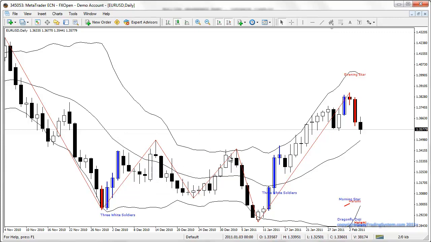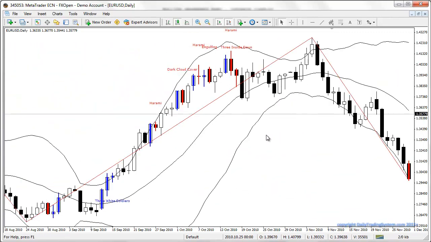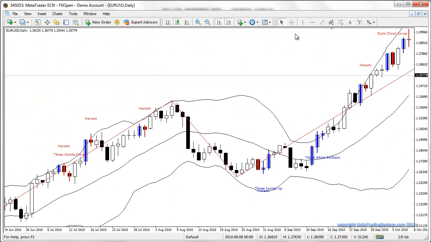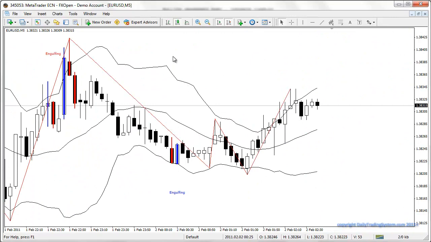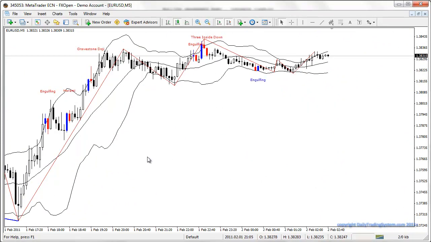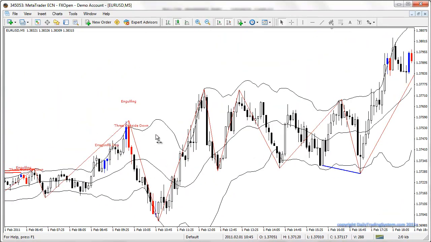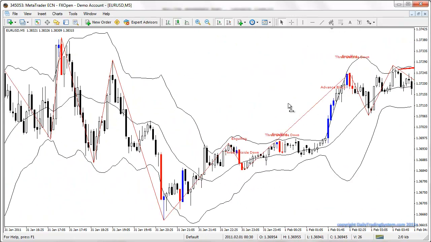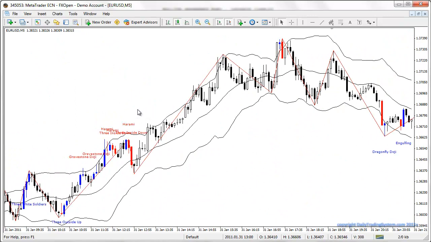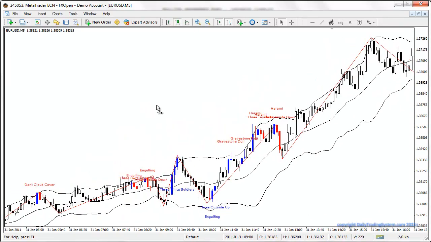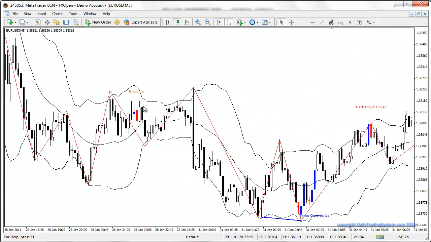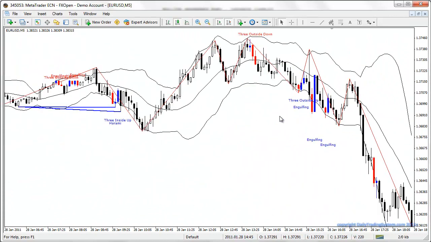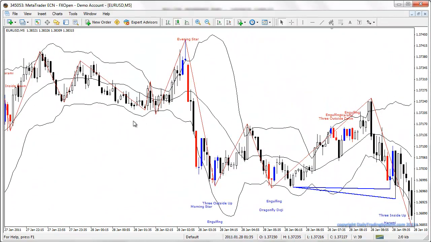Alright, so here's another one there, but what we should really be looking for, let's see if this indicator actually picks it up. We might have to go down to some lower time frames and see if we can pick up some abandoned babies. They are quite rare, so we have to look for an evening star with a gap down.